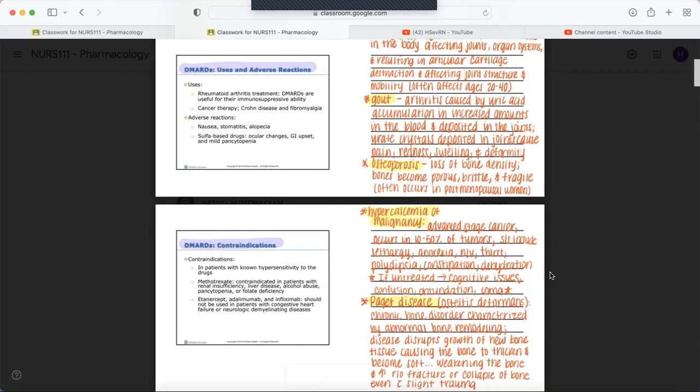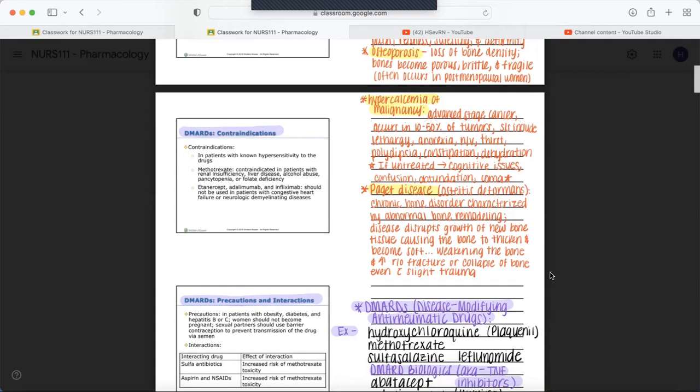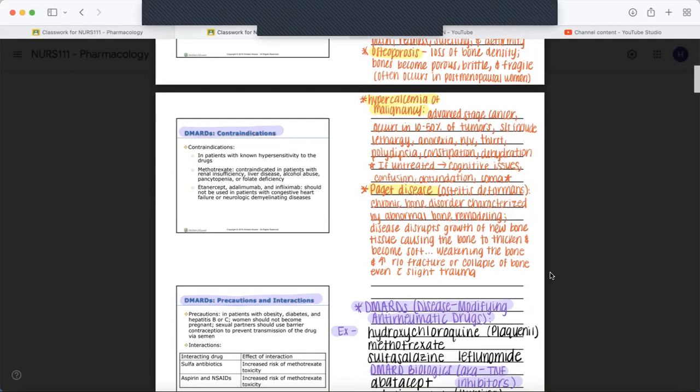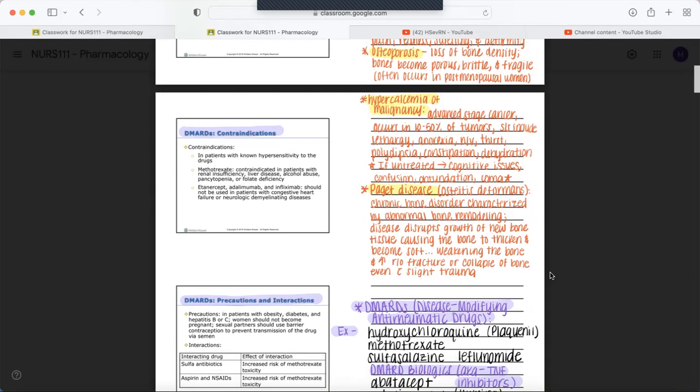And then there's Paget disease. This is osteitis deformans. It's a chronic bone disorder. It's characterized by abnormal bone remodeling. The disease disrupts growth of new bone tissue. It causes the bone to get really thick and soft, which weakens the bone and increases the risk of fracture of the bone or the bone collapsing, even with slight trauma. So these people end up breaking pretty easily because their bones are mushy. Okay, their bones no longer are growing in. There's no replacement of good bone with new bone tissue, new strong bone tissue. So oftentimes it is genetic, or over time we have issues with breaking and misshaping a bone.